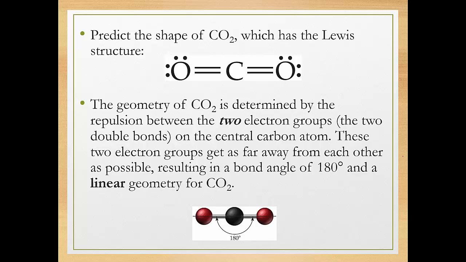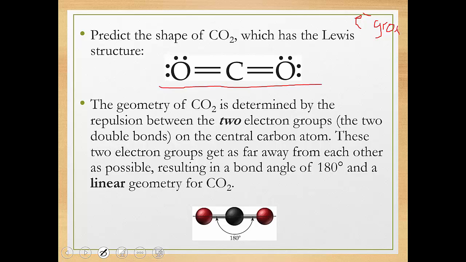So if we look at an example of that, we start with carbon dioxide, and we already determined the Lewis structure in the earlier section for carbon dioxide. It looks like this. The geometry of carbon dioxide is going to be determined by the repulsion between the two electron groups on the central carbon atom, where the electron groups are the two double bonds.